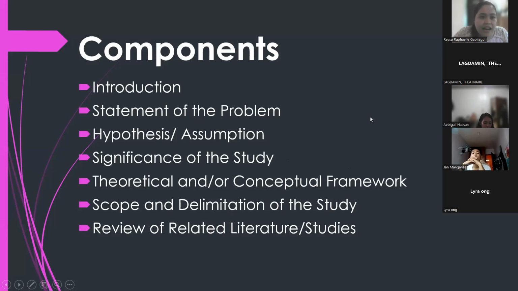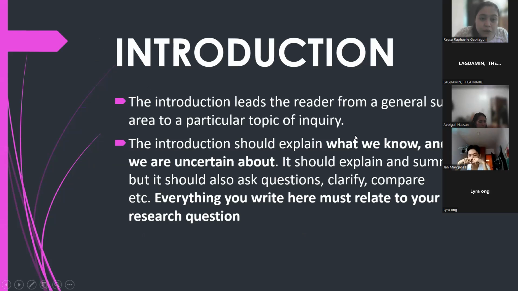Okay. Again, we are not going to use the old format, wherein we have the chapters 1 to 5. We will use the IMRAD format. IMRAD means introduction, methodology, results, and discussion. So we will start with the introduction. The review of related literatures and studies are included here in the introduction. So this is the first part, the introduction itself.